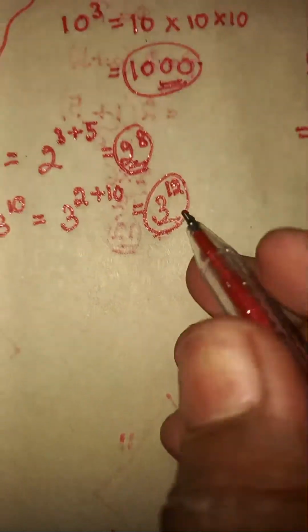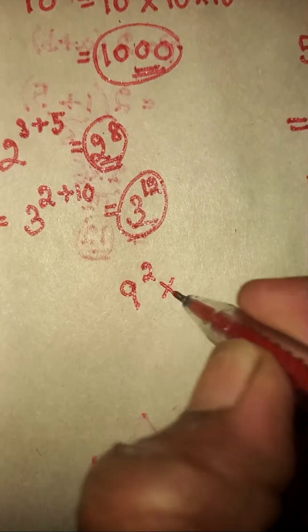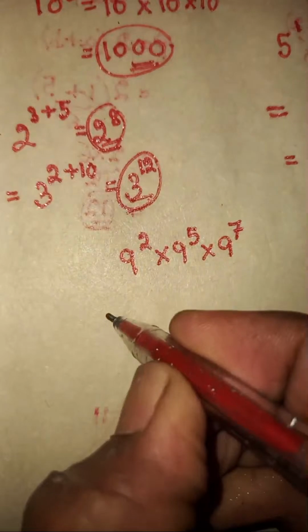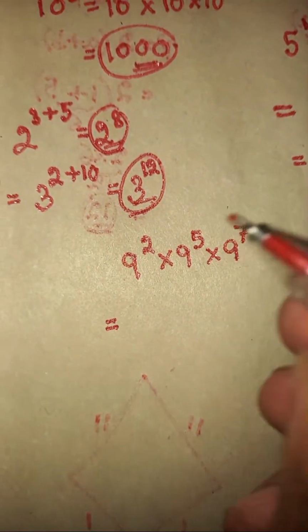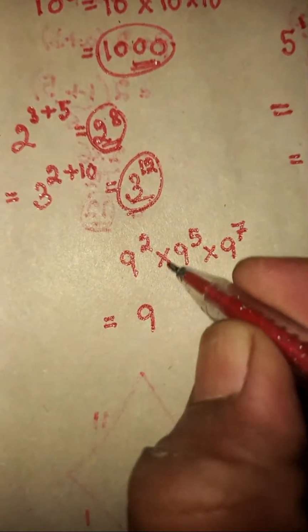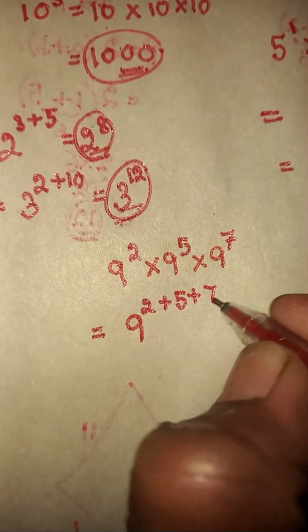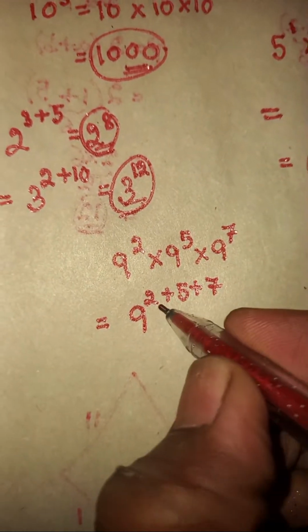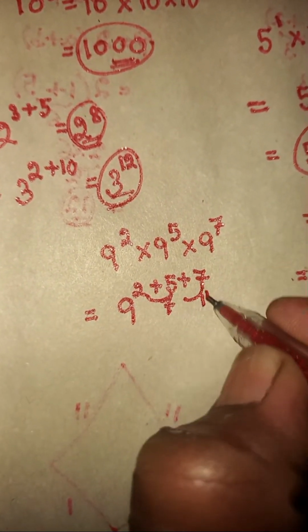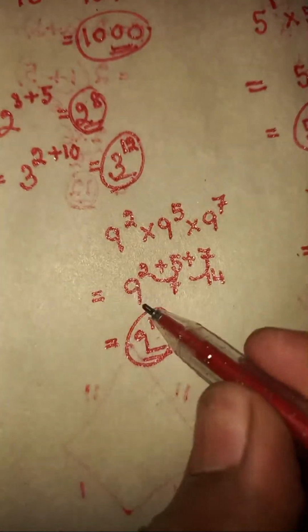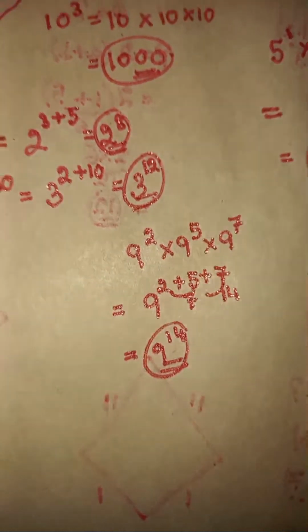Let's take one more problem. Here they are giving 9 square times 9 power of 5 times 9 power of 7. Here in all of them 9 is the common base. So take 9 as the common base and add up the powers, that is 2 plus 5 plus 7. 2 plus 5 is 7, 7 plus 7 is 14. So it becomes 9 power of 14. In all these problems, when the bases are the same, take the base as common and add up the powers.